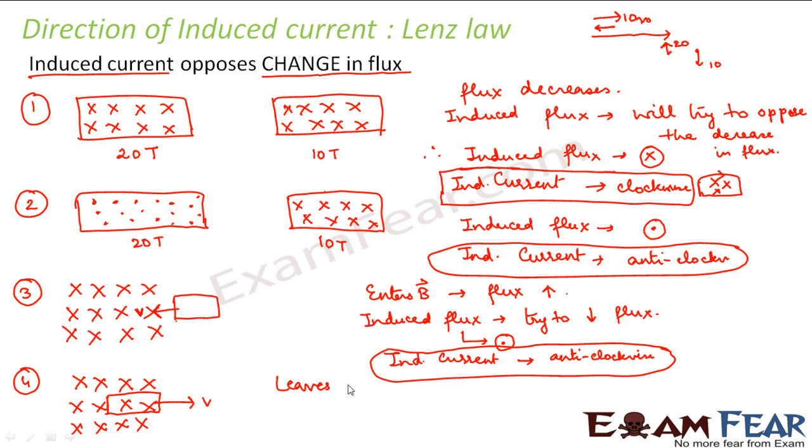So when this is leaving the region, what is happening? The flux is decreasing. It is just the opposite case of 3. So here the flux is decreasing. So current, due to the change in flux, current will be induced.